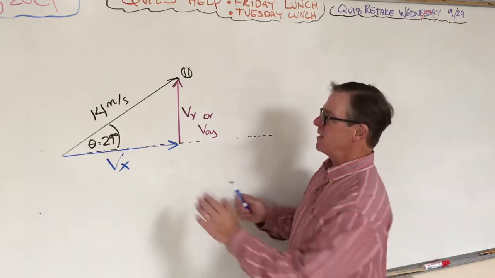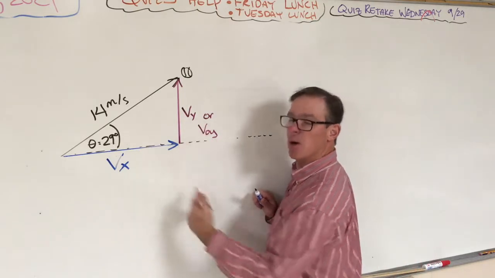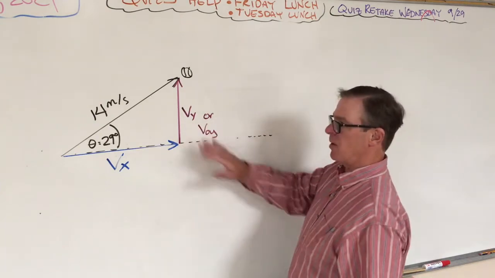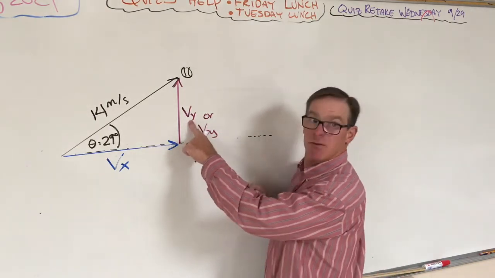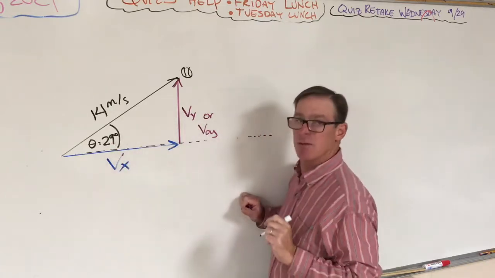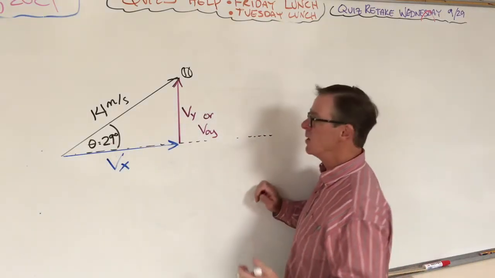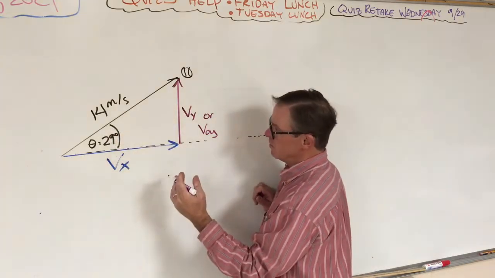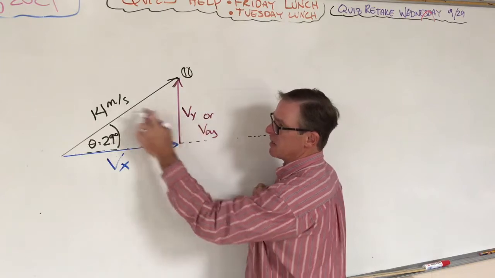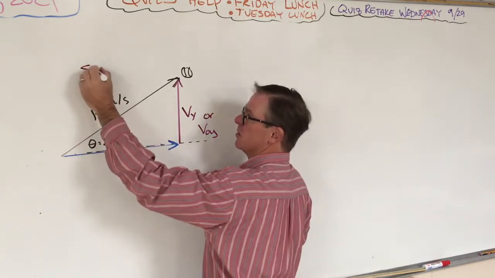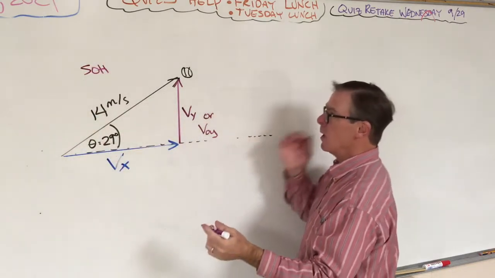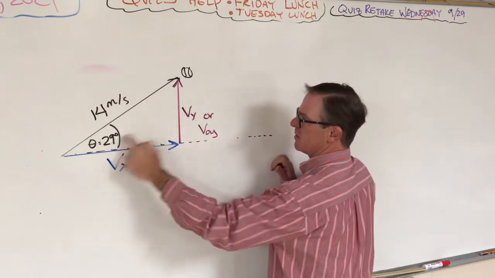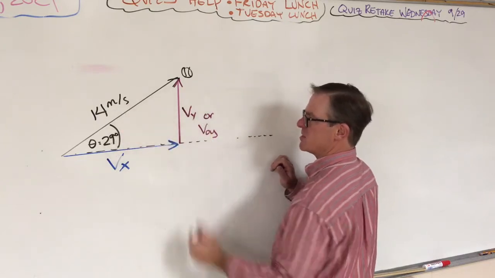So how do we find these components? Well, let's start with the vertical component. Vy, the vertical component, is opposite the angle theta, in this case 29 degrees. And we know the hypotenuse is 14. So the function that links opposite and hypotenuse, of course, is sine, SOHCAHTOA. And we're going to use sine then to calculate this component of the 14.